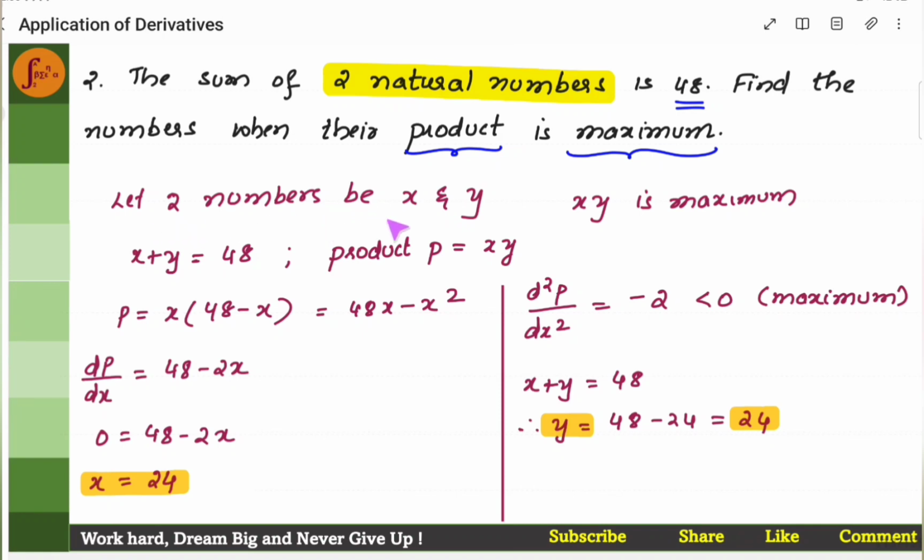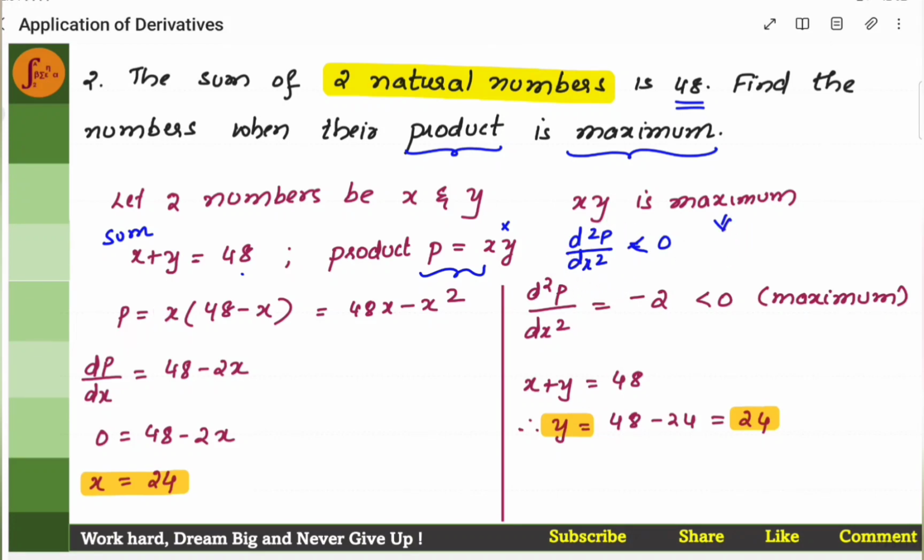So we assume that the two numbers are x and y, right? So x plus y is 48. Sum x plus y is 48. Product means x into y. x into y is, say, p. Now what does it mean when we say the product is maximum? It means d square p by dx square is less than 0. Since it is maximum, the double derivative, the second order derivative, should be less than 0, which means we'll have to find the double derivative now.